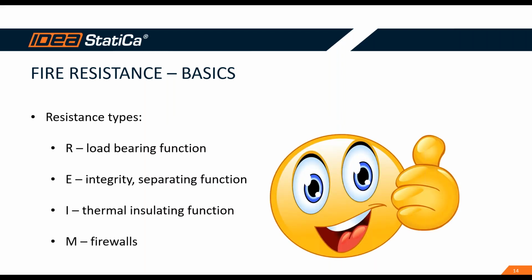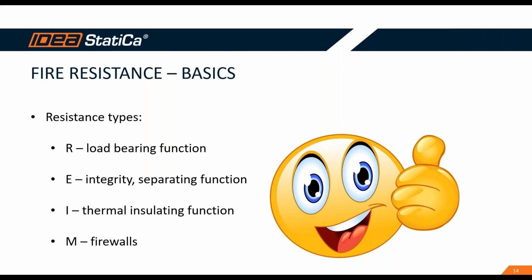The letter R stands for the load-bearing function of the structure or the structural member, which means that during a fire, you want to maintain the load-bearing capacity, the load-bearing function of the given member. E stands for integrity, a separating function. This is a resistance type that can be considered for walls or slabs, which have a separating function between separate areas in a building. I stands for thermal insulating function.